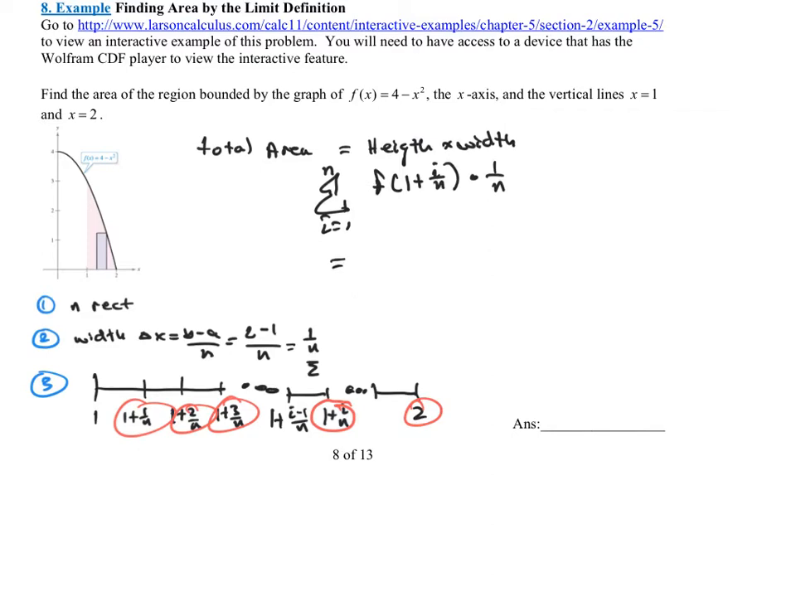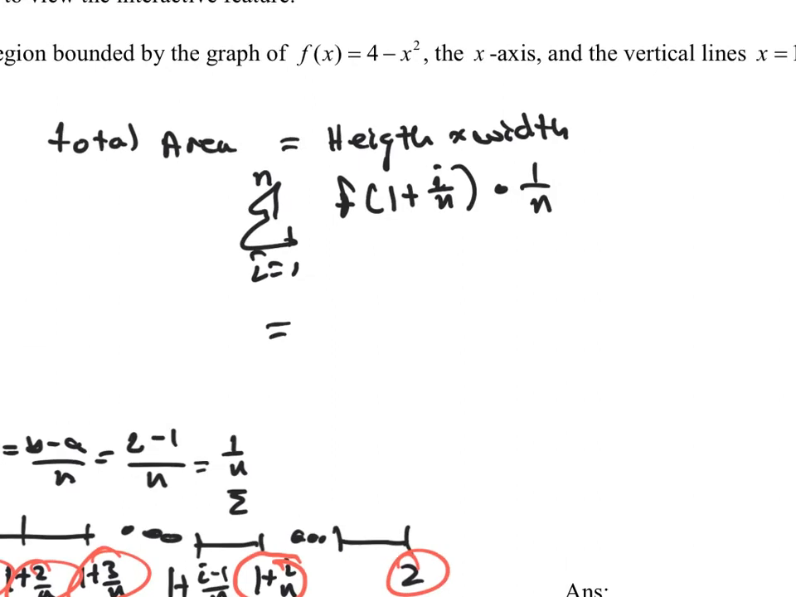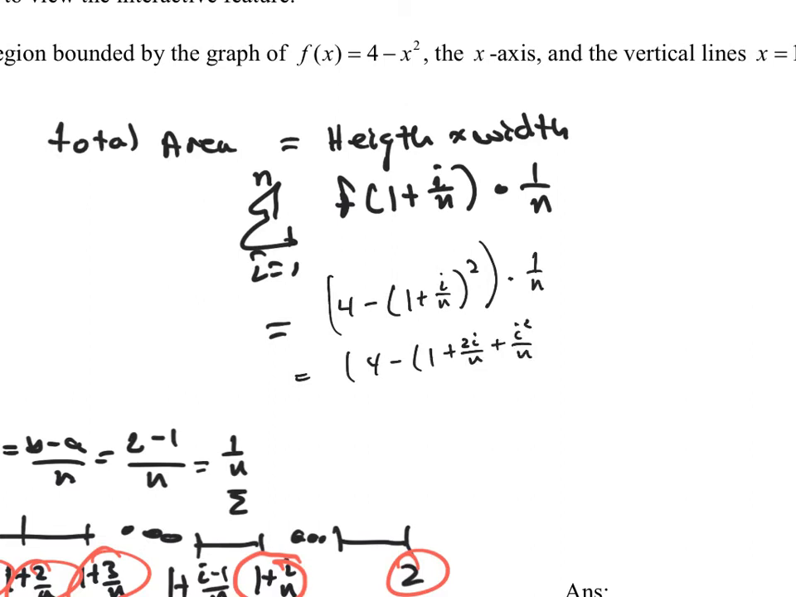So let's do some math here. What's f of 1 plus i over n? Well, we need to plug that into the function. So that would be 4, let me zoom in here. We're going to have some math that we have to do. That's going to be 4 minus whatever function value I plugged in, which was 1 plus i over n, quantity squared. And then all of that's times 1 over n. So now I need to do some simplification of this. So this would be 4 minus, 1 squared, 1 times 1 is 1. And then we would have a plus i over n, so it would be plus 2i over n. And then it would be i over n times i over n, which would be i squared over n squared. And all of this is times 1 over n.